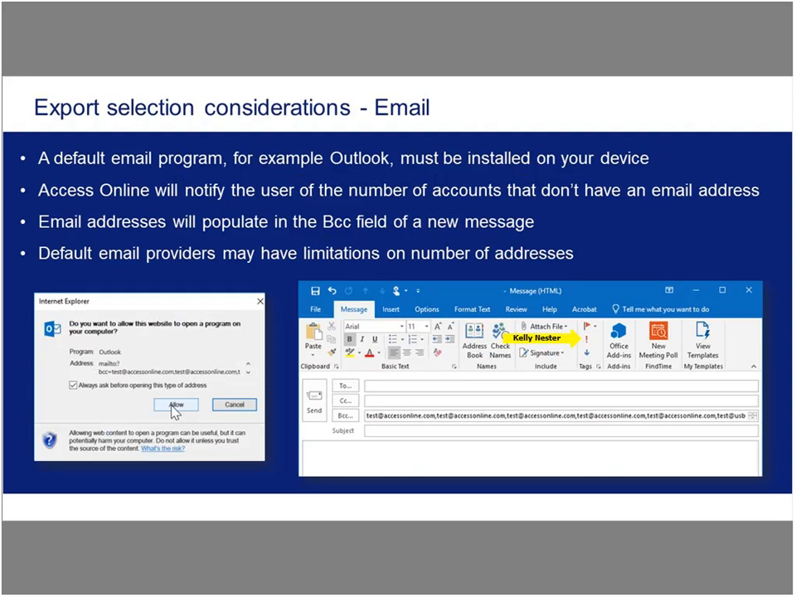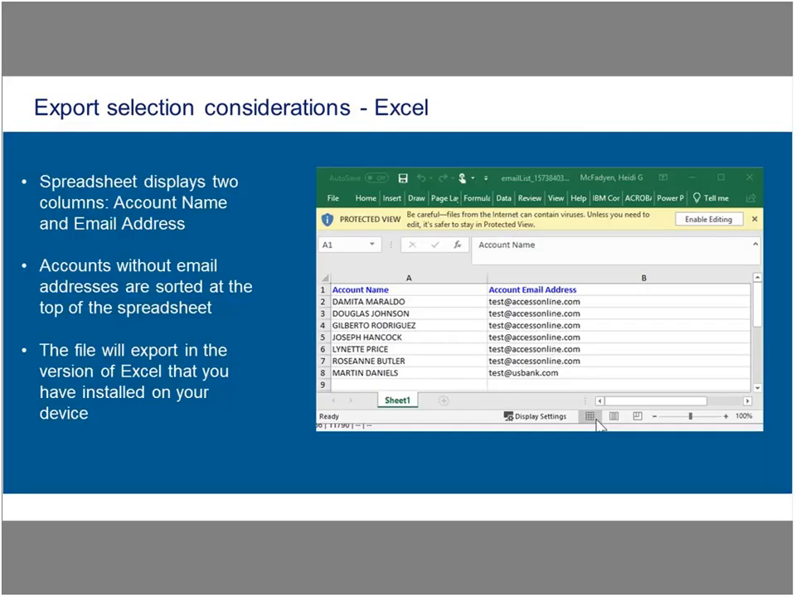If you choose instead to export to Excel, then you will see an Excel pop-up, and it'll have the account name and the email address. And of course, it'll export to whatever version of Excel you have installed on your device. So any other questions on the email center?